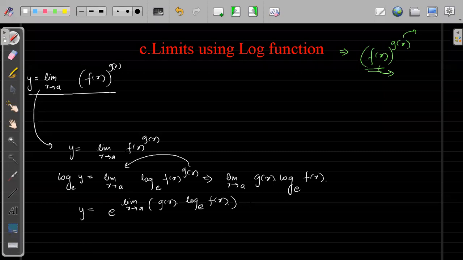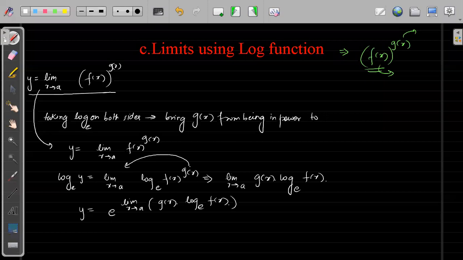Okay, first you copy this, then I will give you an example. First you copy till here and we'll write the first standard form. So the process will be taking log base e on both sides. What this will do is bring g x from being in the power to being multiplied to another function.